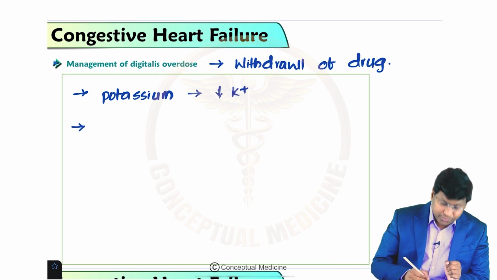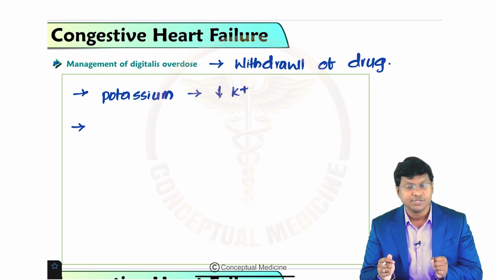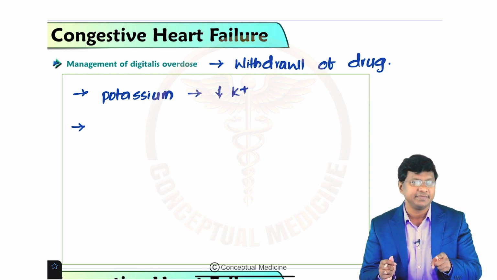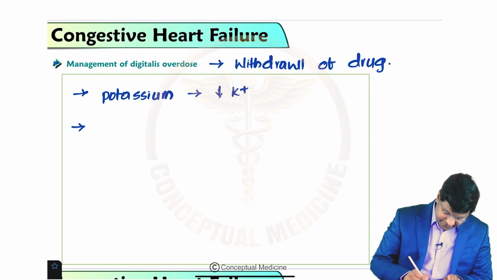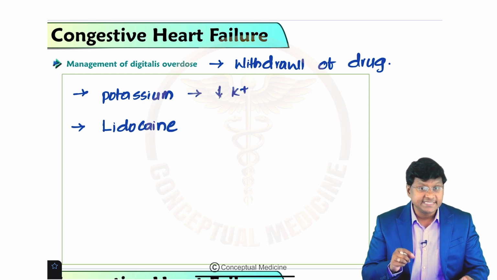And you need to treat the arrhythmias, that is ventricular arrhythmias or the atrial arrhythmias. So if it is tachyarrhythmias, if it is digitalis induced ventricular tachyarrhythmia, the drug of choice will be lidocaine. Right, so lidocaine is effective in treating the digitalis induced ventricular tachyarrhythmias.